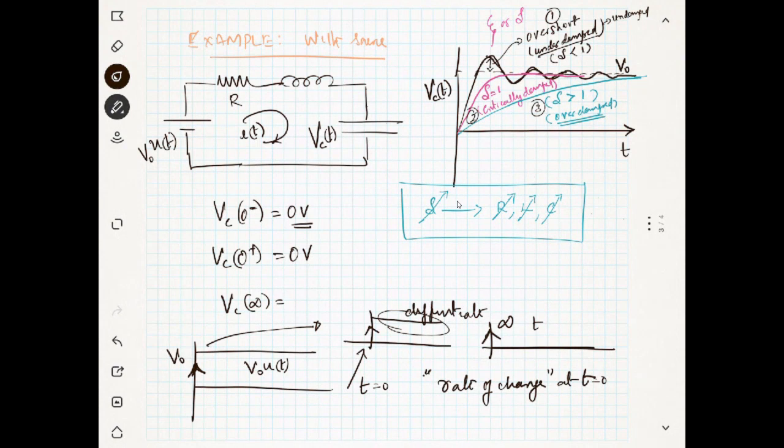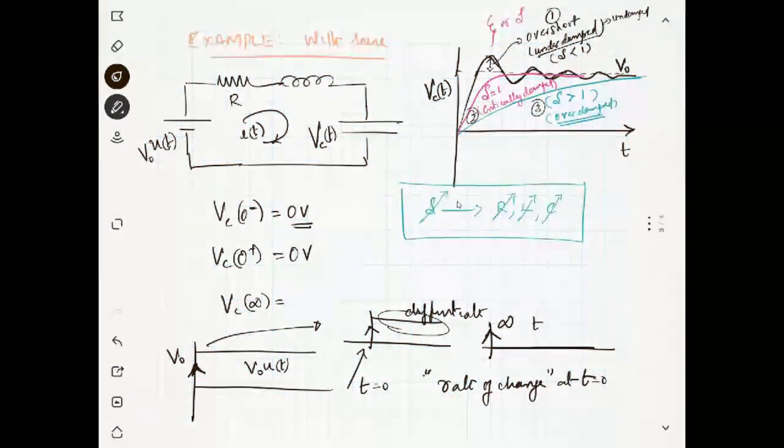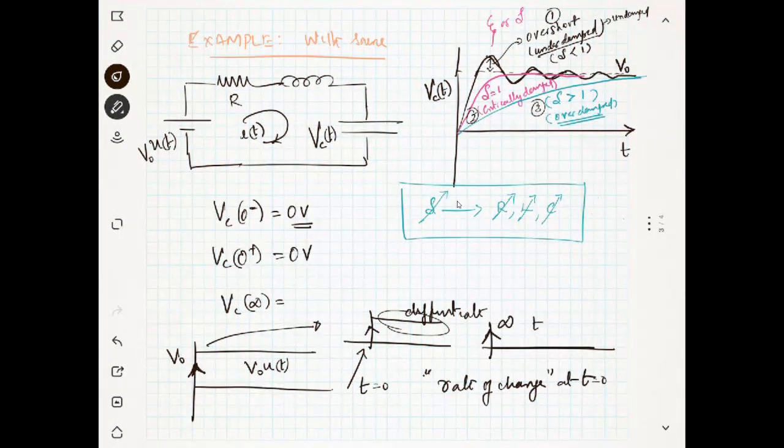So everything depends upon the value of R, L, and C. If there is no R in the system, it will always oscillate. That is another issue. Okay.